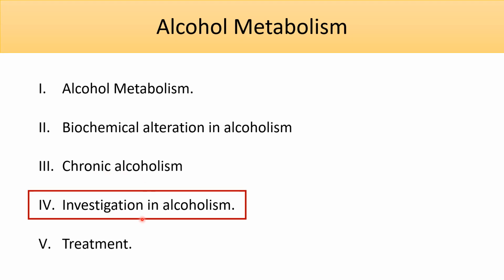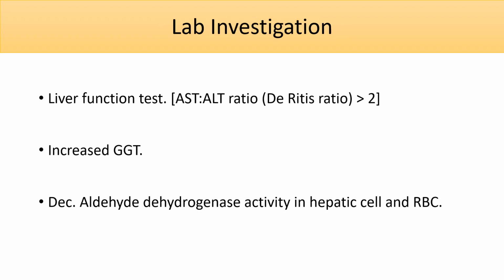Next, coming to investigation in alcoholism. The most common lab investigation is the liver function test. Based on the severity of the liver damage, the picture will differ in the liver function test. In case of mild to moderate damage, the AST-ALT ratio will be greater than 2. When there is severe damage, then bilirubin levels will be elevated. And in all alcoholic patients, the GGT level will be elevated in blood. And there will be a decrease in the aldehyde dehydrogenase activity in liver cells, that is hepatic cells, and RBC.